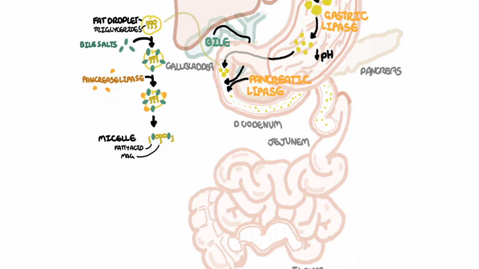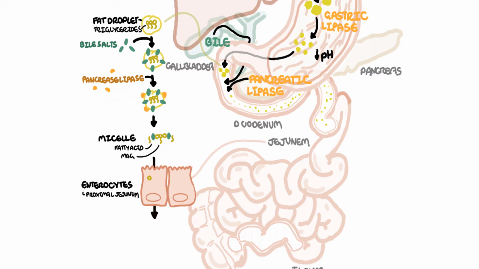Micelles are composed of bile salts, the fatty acids, the monoglycerides, cholesterol, and all this is coated also by phospholipids. Now, in this form, the monoglycerides and the fatty acids are able to be transported and absorbed across the apical membrane of enterocytes, mainly in the proximal two-thirds of the jejunum, which is essentially the middle part of the small intestine. The bile salts themselves remain in the intestinal lumen because they do not get reabsorbed here.